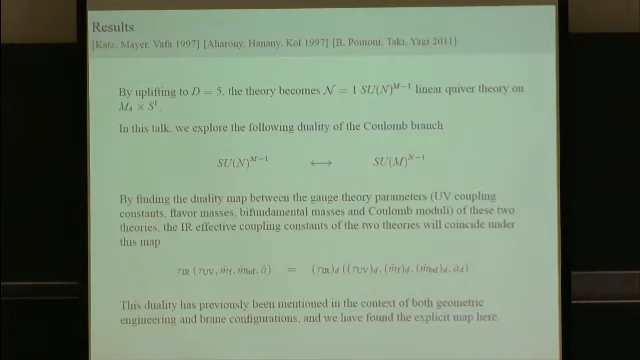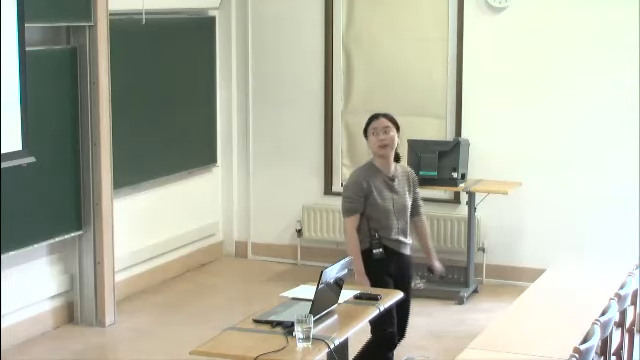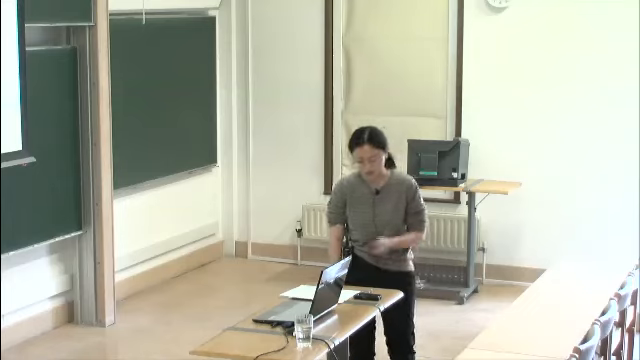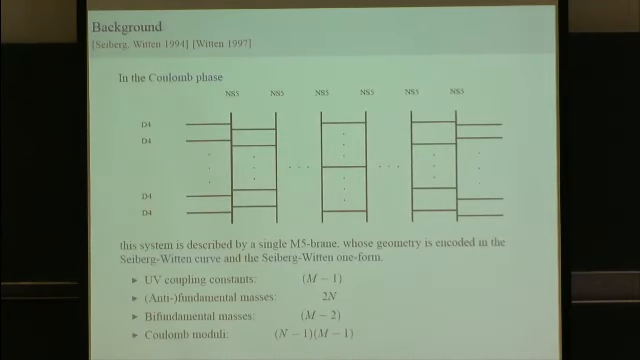What we did was to find a duality map between the gauge theory parameters, that is the UV coupling constants, the flavor masses, the bifundamental masses, and the Coulomb moduli of the two theories. And from there, by finding the map, we assume that the IR coupling constants are equal to each other. This duality has been mentioned before in the literature, both in the context of geometric engineering, Calabi-Yau compactification, and also by looking at this brane configuration.